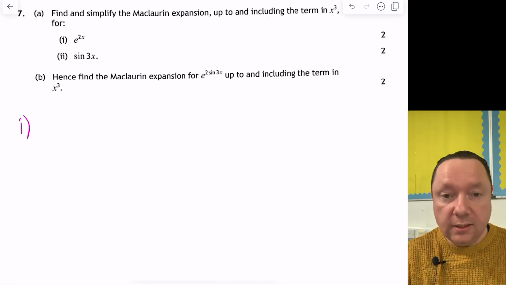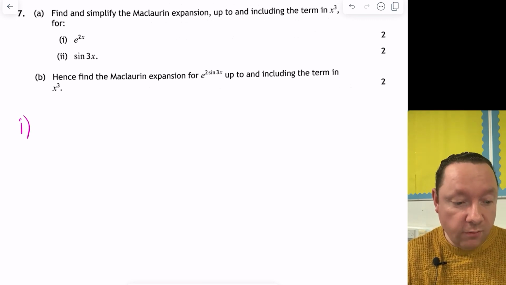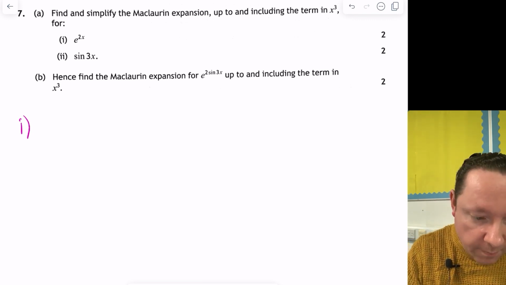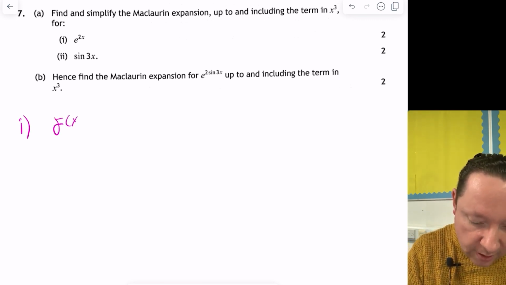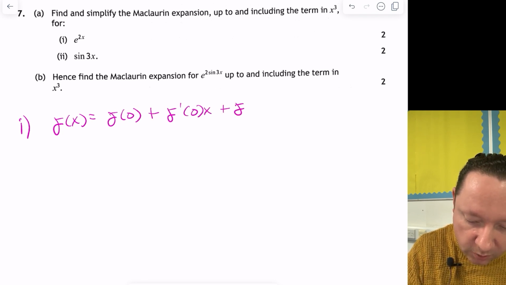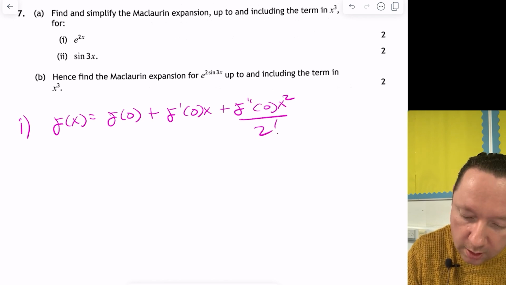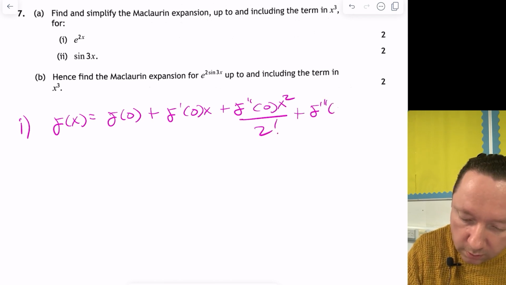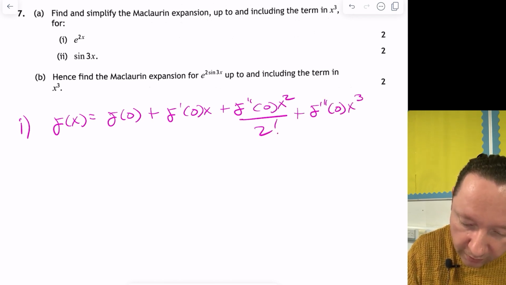Now you might have memorised e to the x already, but if not, just start from the start. So we've got f of x is f of 0 plus f dash 0 x plus f double dash 0 x squared over 2 factorial, of course, plus f triple dash 0 x cubed over 3 factorial, and you could go on like this forever.